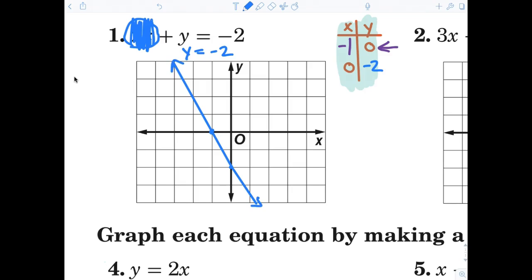Come on, that was simple. All right, very, very simple. Does anybody have any problems graphing points?